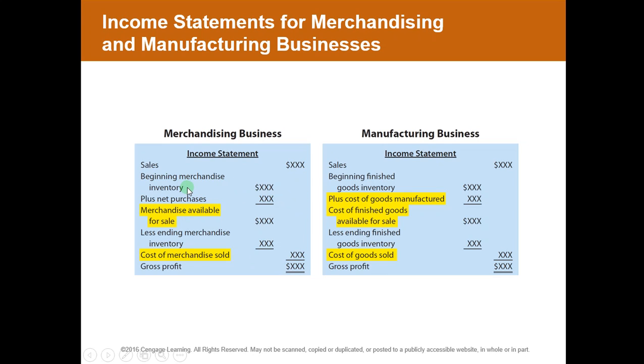And you start with beginning inventory. What do you have in your inventory? Add in your purchases, and that will give you any merchandise that you have available for sale during that period of time. At the end of that period, you go and count your ending inventory and what you have left, and the difference is your cost of goods sold.